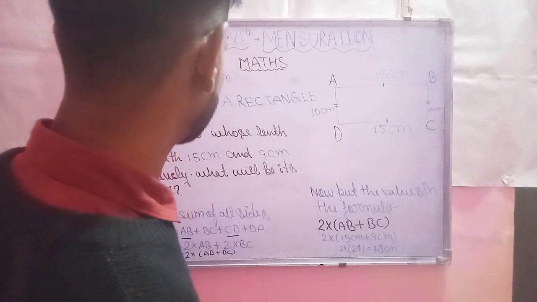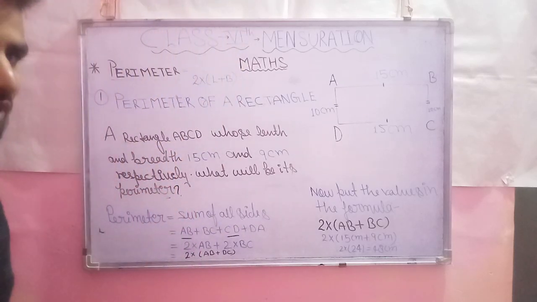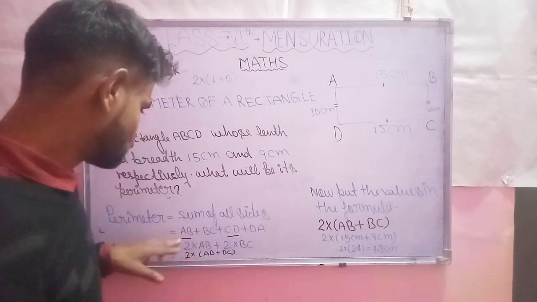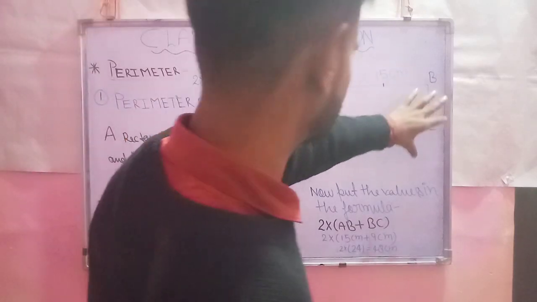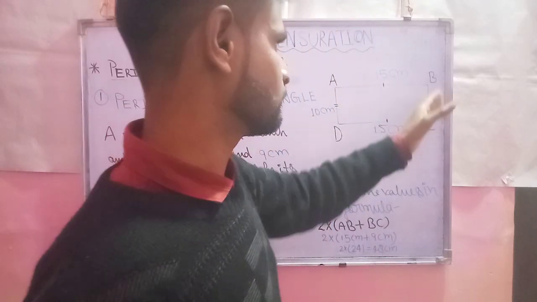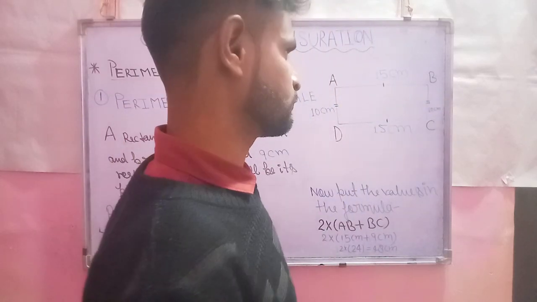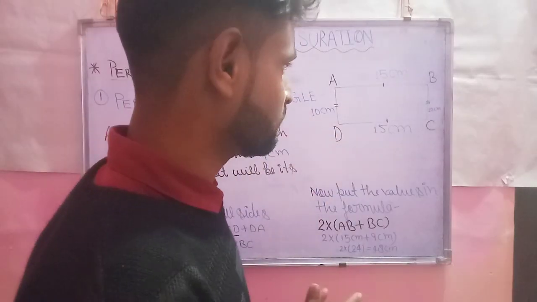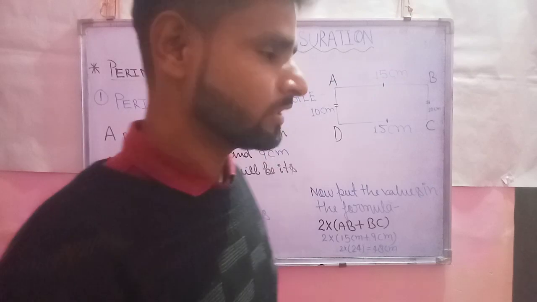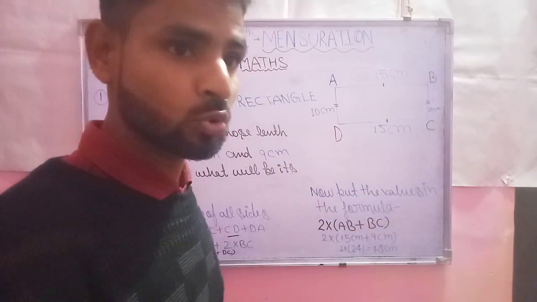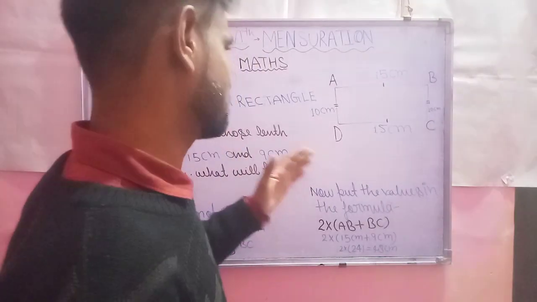For finding the perimeter, we should have the formula, and the formula I have written here: the perimeter is the sum of all sides. Just look into this figure. This is a rectangle. In a rectangle we have four sides, all interconnected with one another, which makes a closed figure. The sum of all the sides of a closed figure is called the perimeter.